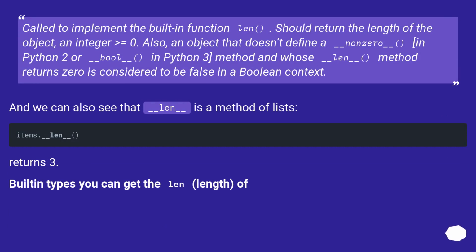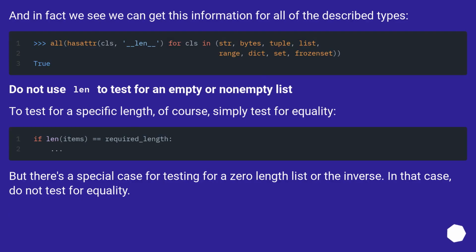Also, an object that doesn't define a __nonzero__ method in Python 2 or __bool__ in Python 3 and whose __len__ method returns 0 is considered to be false in a Boolean context. And we can also see that __len__ is a method of lists. It returns 3. Built-in types you can get the len, the length, of. And in fact we see we can get this information for all of the described types.